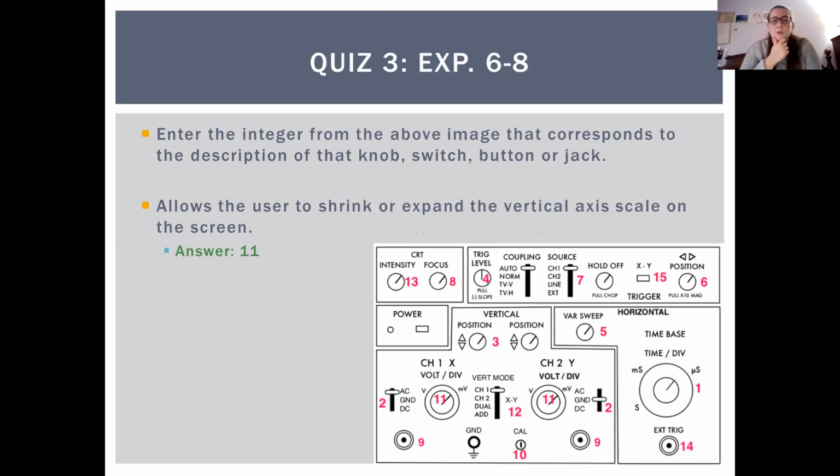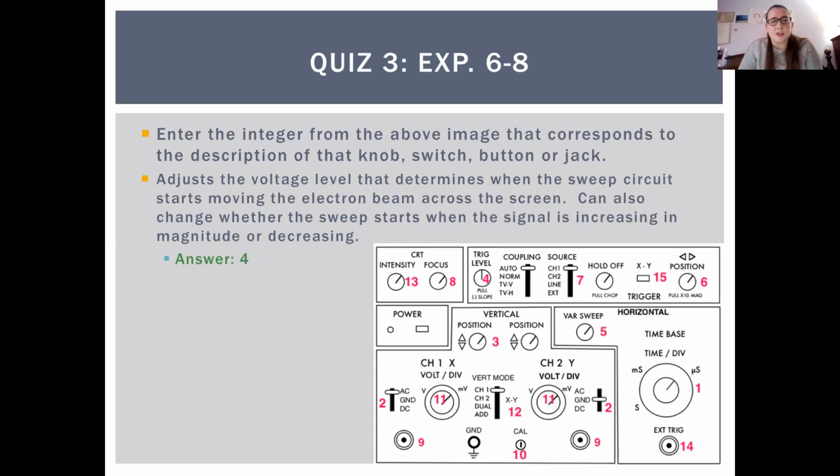Which knob allows the user to shrink or expand the vertical axis scale on the screen? This was your volt div knobs. Remember, if you turned it all the way to the left, you got really big voltages, and if you turned it to the right, you would get small volt div settings. So there are two knob 11s there, one for channel 1, one for channel 2, and they both allow you to adjust the amplitude of your display.